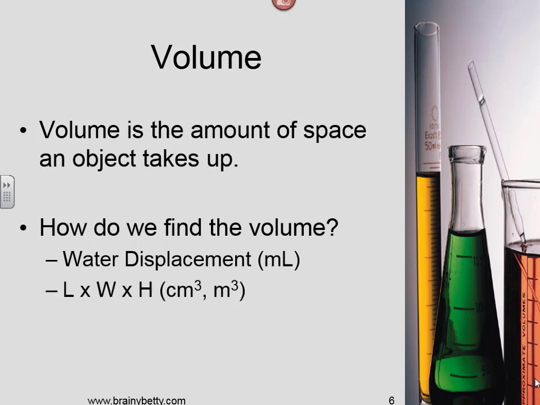If your object is a box or a cube, then you can find the volume using length times width times height. If you find the volume that way, then it's usually written as a volume in centimeters cubed or meters cubed. Both of those are cubed because of what you have to do to find them. Length times width times height. That would be 3 centimeters being multiplied, so it would be centimeters cubed.